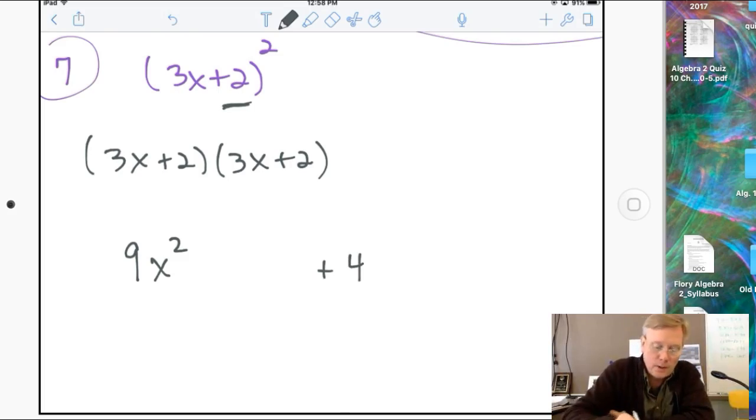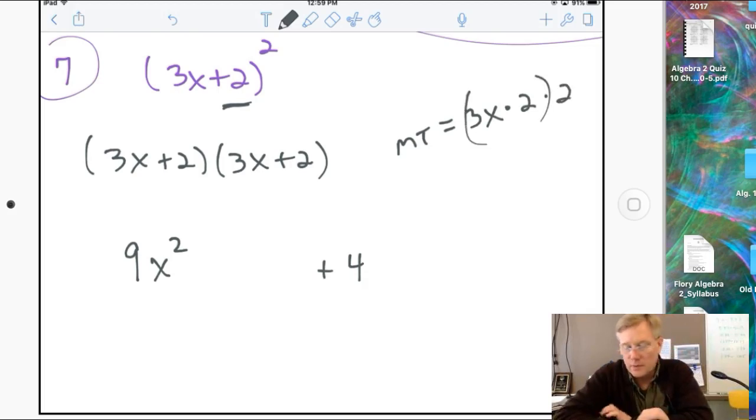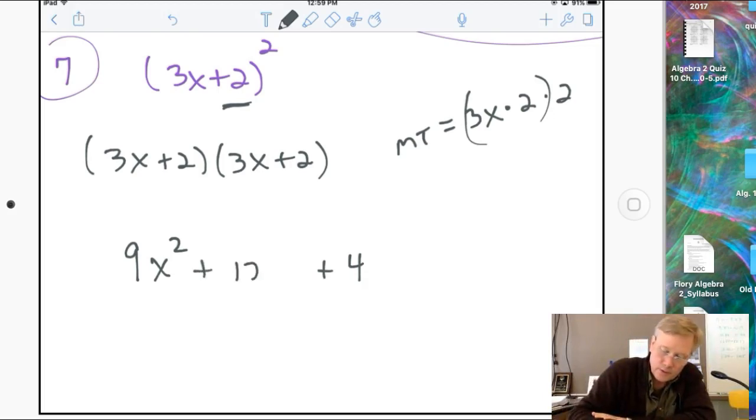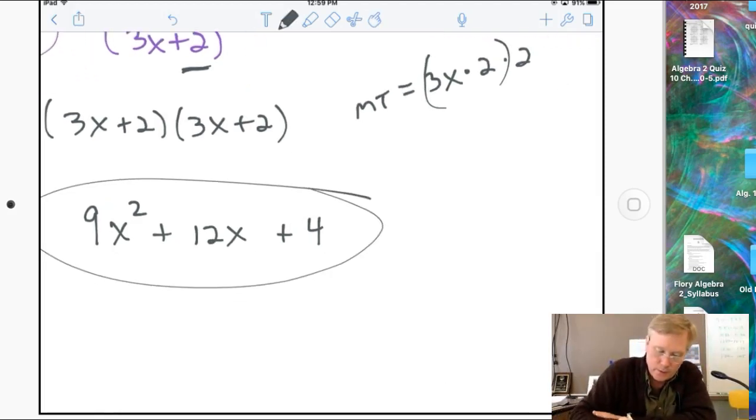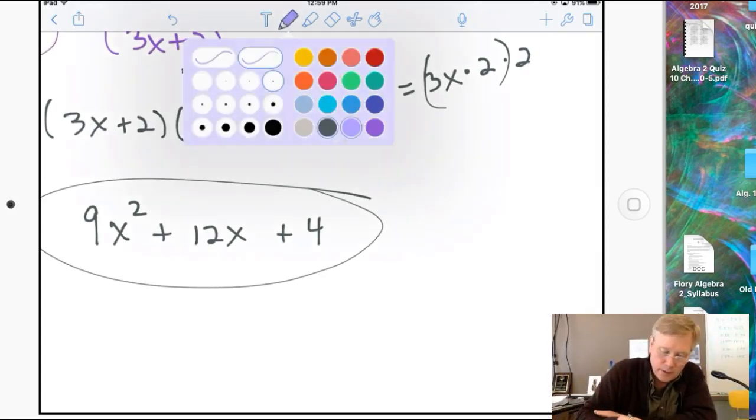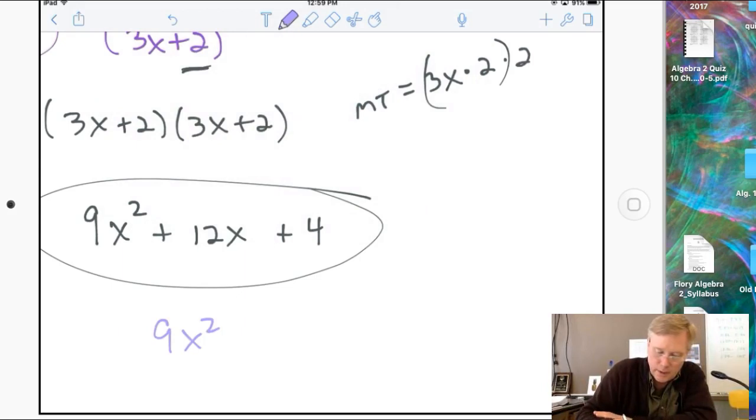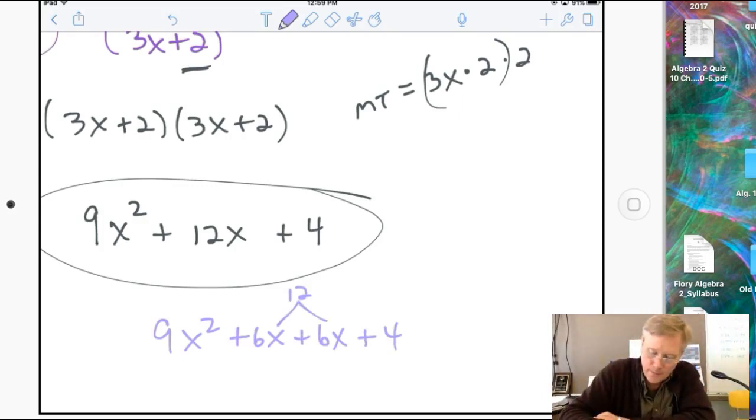The middle term will be what I get when I multiply, MT is middle term, 3x times the last term, and then double it. Whatever that is, double it, all right? 3x times 2 is 6x, 6x times 2 is 12x, and that's your middle term. Now the other way you could do it, if you FOILed it out, or box technique, I'll do it with FOIL. I get 9x squared, outside is 6x, inside is 6x, and the last is 4. You'd add those two together and you'd get your 12x, which is the same thing, okay?